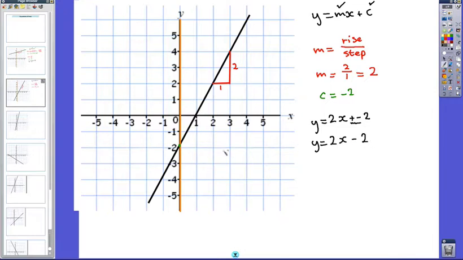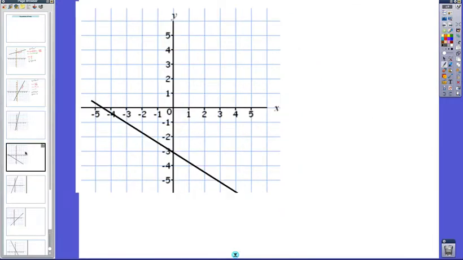Okay. A last example. This line here is different to the line that we had here. Notice the gradient of this one is negative, because if we start from the left of the line and we go across the line, we go along the line, our line is going down. So our gradient in this case is going to be a negative. So again, we're going to start with y equals mx plus c. That doesn't change. It's still a straight line. Your gradient m, we're going to calculate.